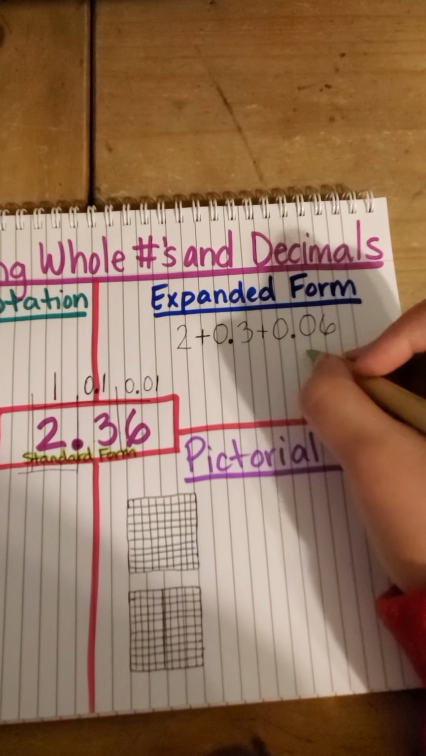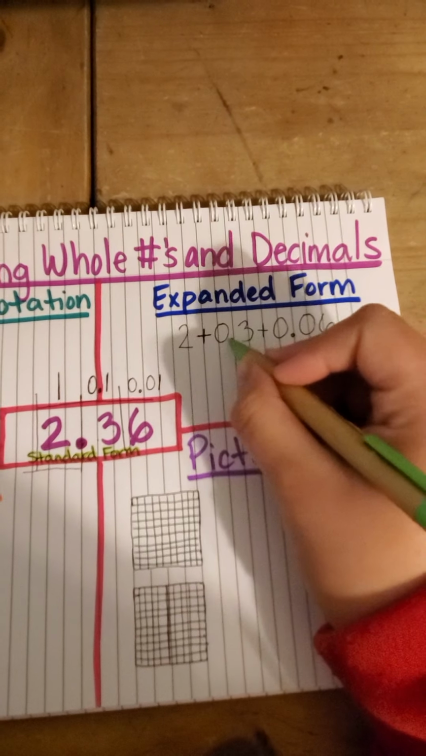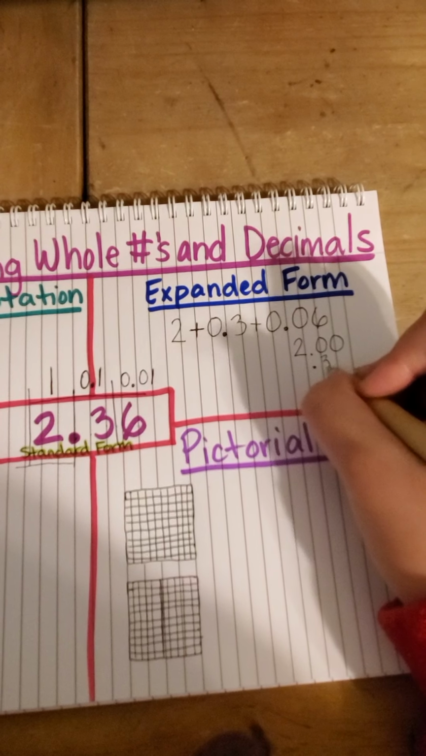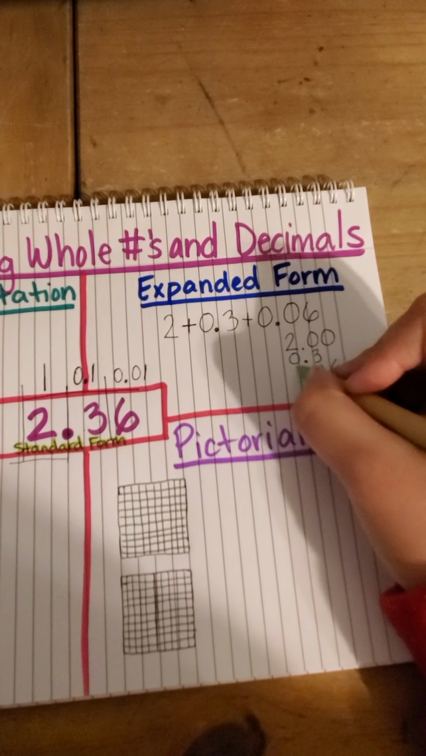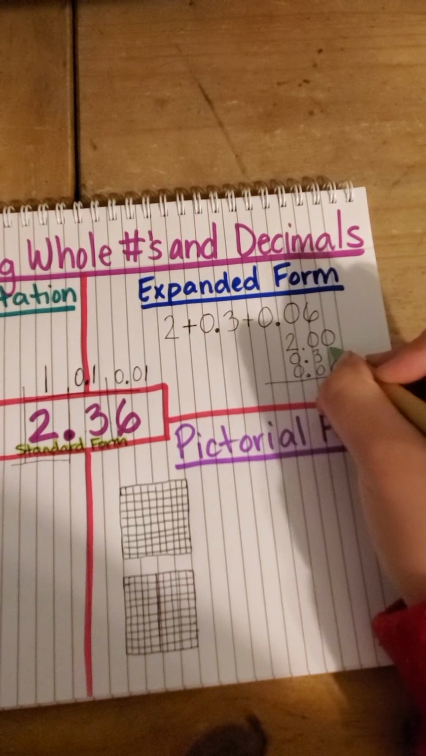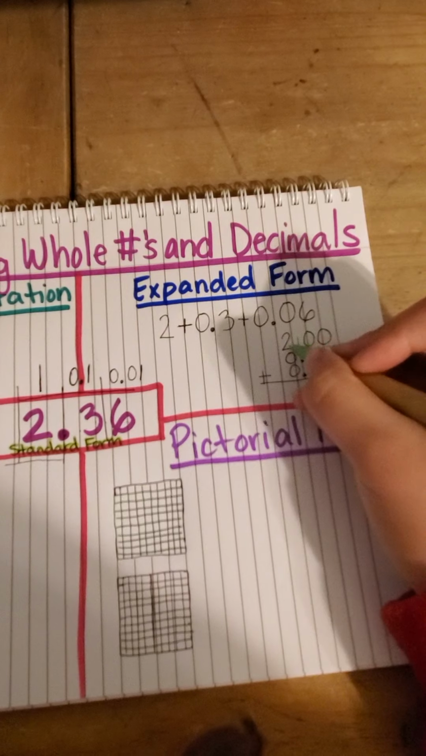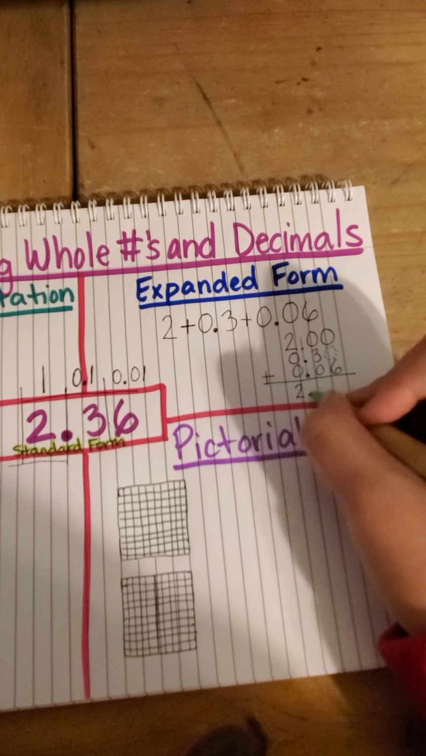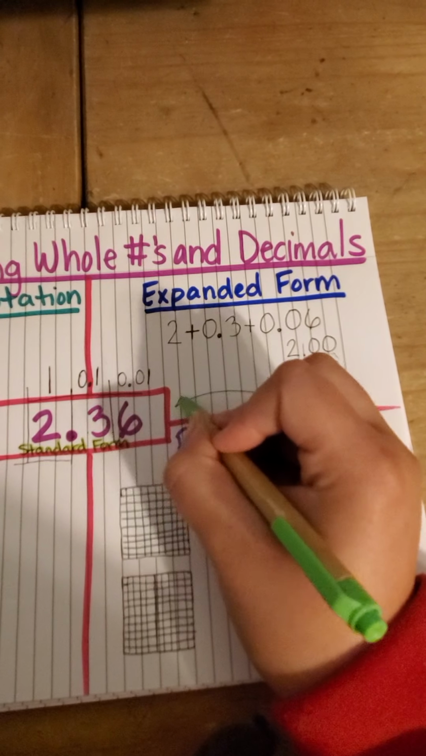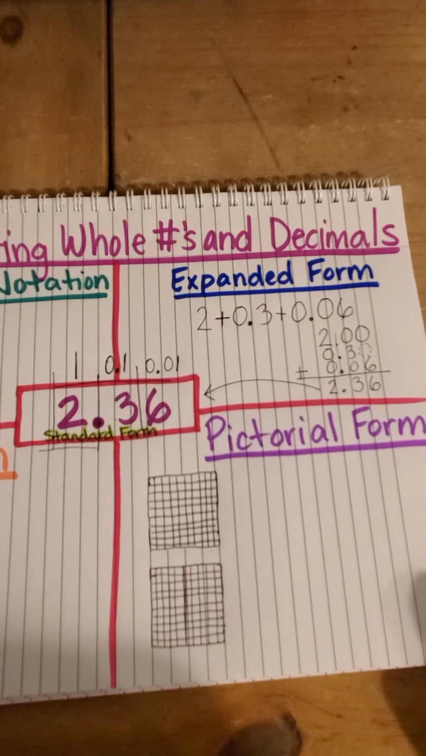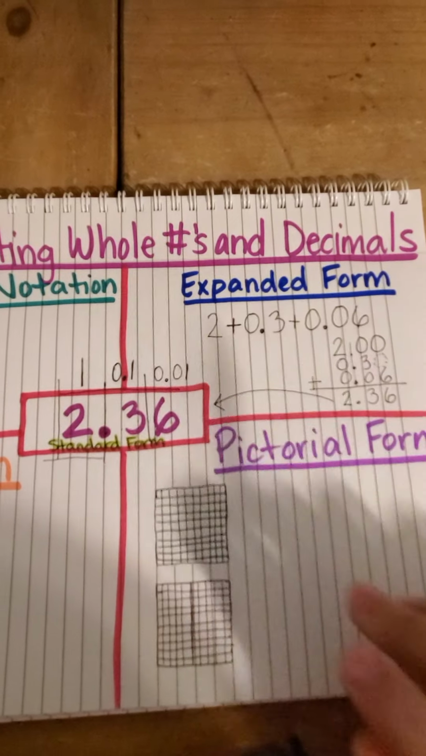If I were to line this up, I have 2 wholes with nothing in the decimals. I have a 3 in the tenths place, and I have a 6 in the hundredths place. If I add it up, here I'm going to put an imaginary 0. I'm going to make sure my decimals are lined up. I have a 2, 3, 6, and it equaled the same as my number here in standard form. So this form right here is the way to write it in expanded form.